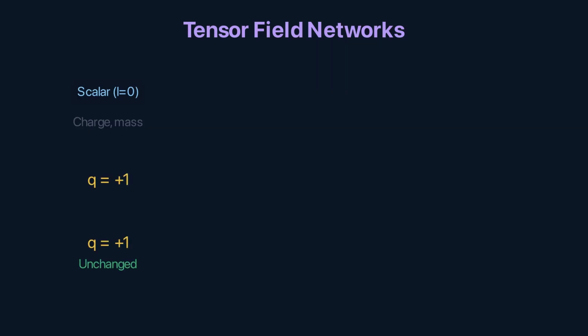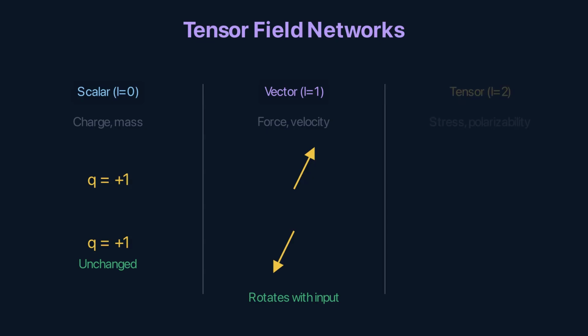Tensor field networks represent features at each node not as plain numbers, but as geometric objects. A scalar, like atomic charge, doesn't change under rotation. A vector, like force or velocity, rotates with the coordinate system. A second-order tensor, like stress or polarizability, transforms by rotation applied twice.